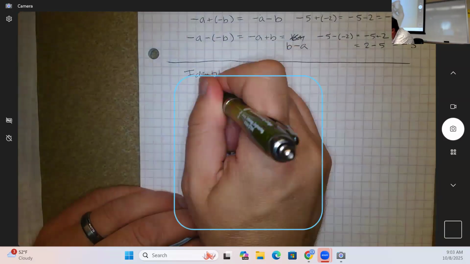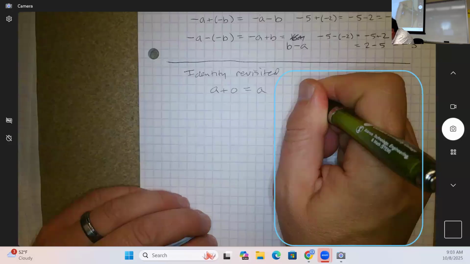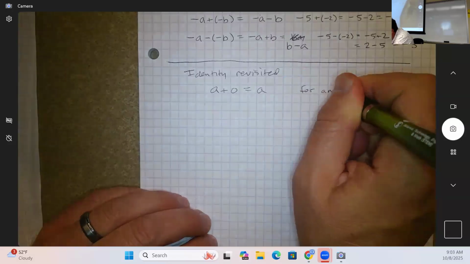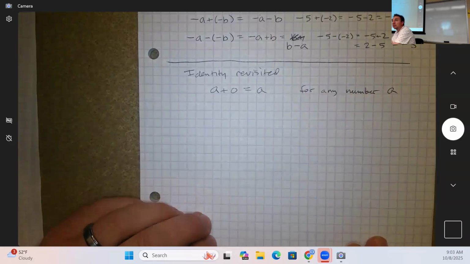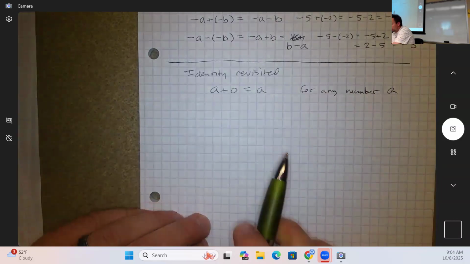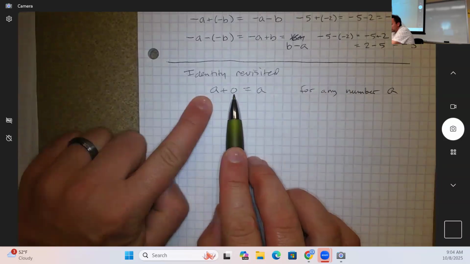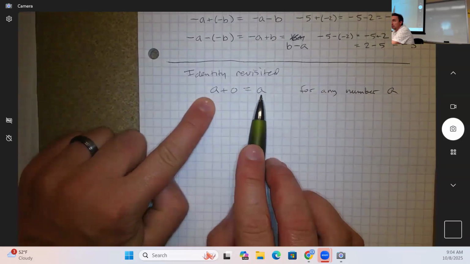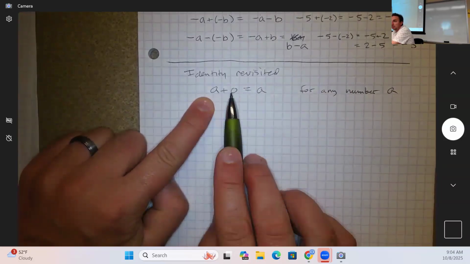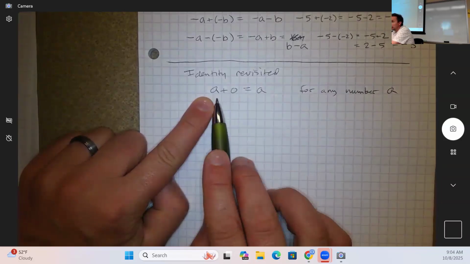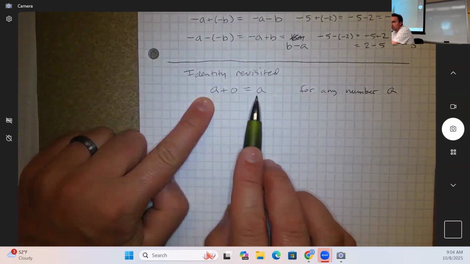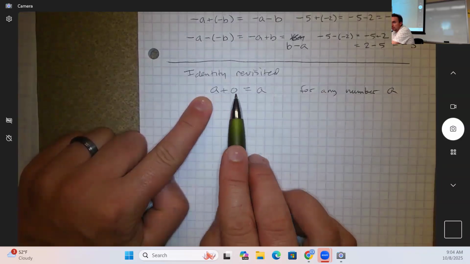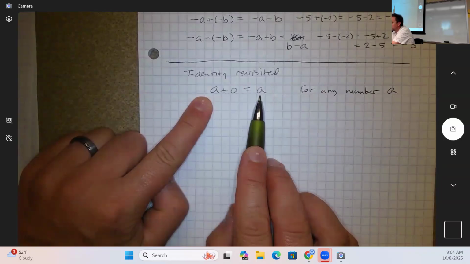We said a plus 0 equals a for any number a. So 0 is the identity. You take any number and you add 0 to it and it doesn't change. 7 plus 0 is still 0. -8 plus 0 is still 0. Sorry, 7 plus 0 is still 7. -8 plus 0 is still -8.